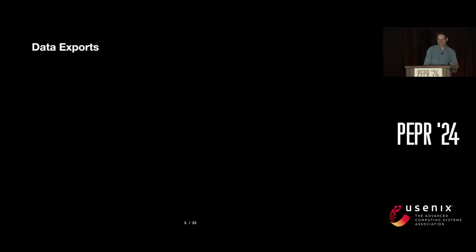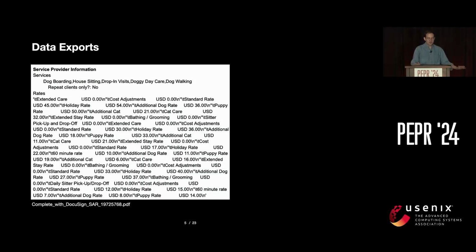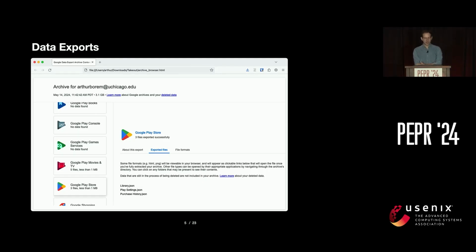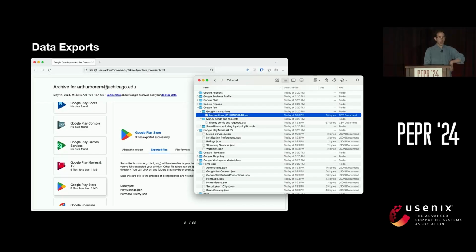Unsurprisingly, the data export you get back really depends on the company you made this DSAR for. So let's just say if you're a gig worker on a dog sitting platform, your export will look like a single PDF with this. If you made a DSAR with Google, your export will include at least an interactive HTML file that'll give you some explanation of what you're looking at, and on top of that, a bunch of files and folders.